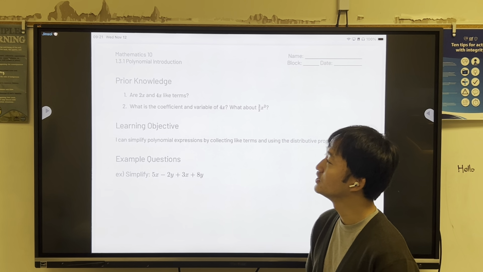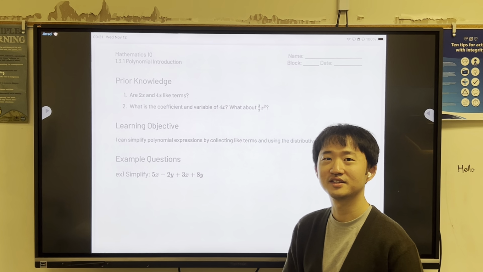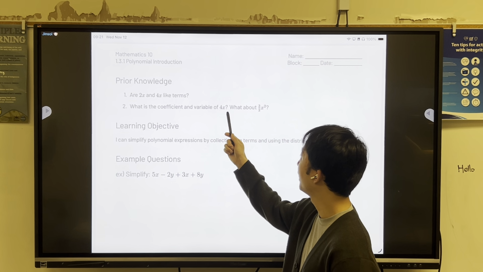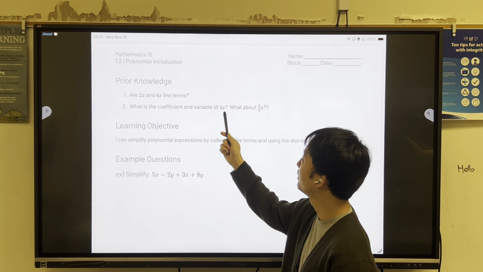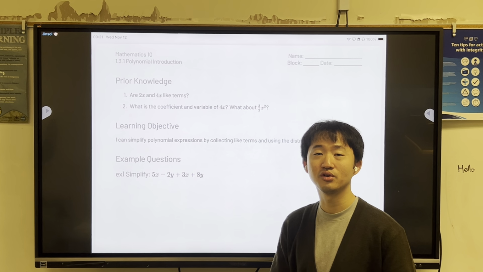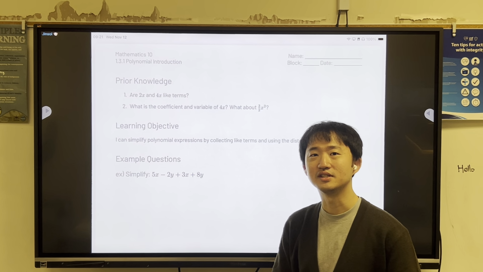The answer for the first question is that 2x and 4x are indeed like terms. And the coefficient of 4x is 4, and the variable of 4x is x. For 3 over 2 x squared, the coefficient is 3 over 2, and the variable is x squared.